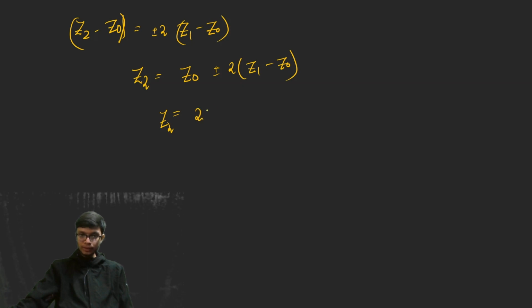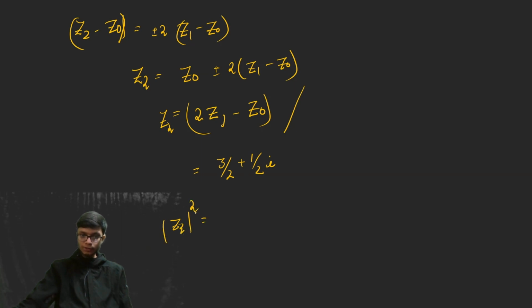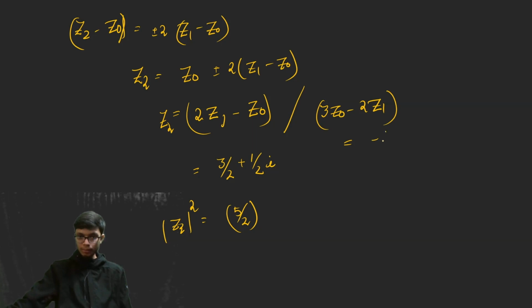So if you solve for the plus value, that is z0 plus 2 times (z1 minus z0), and calculate this value, it will come out as 3 by 2 plus half times iota. So the square of the modulus value is equal to 5 by 2. Similarly, if you take the minus sign, the value will come out as 3 times z0 minus 2 times z1, and if you solve this complex number, it will come out as minus half plus 5 by 2 iota, and if you compute the modulus squared of this complex number, it will be equal to 13 by 2.